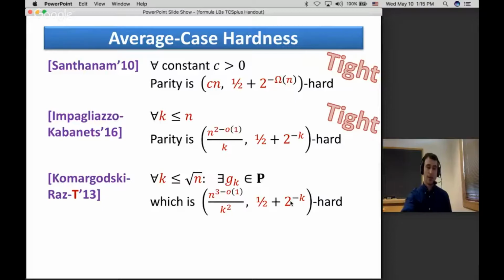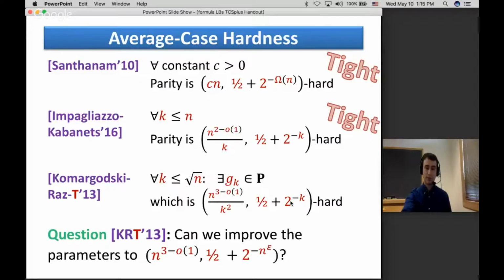And one question that we asked in our paper is whether or not this trade-off is necessary. Maybe you can get to the same bounds as you got in the worst case, with a fraction of inputs half plus 2 to the minus n to the epsilon. So maybe you don't need to pay in the size when getting exponentially close to half. And we thought that this is a natural question. We didn't have any application in mind at the time. But now I want to tell you about an application for this question.